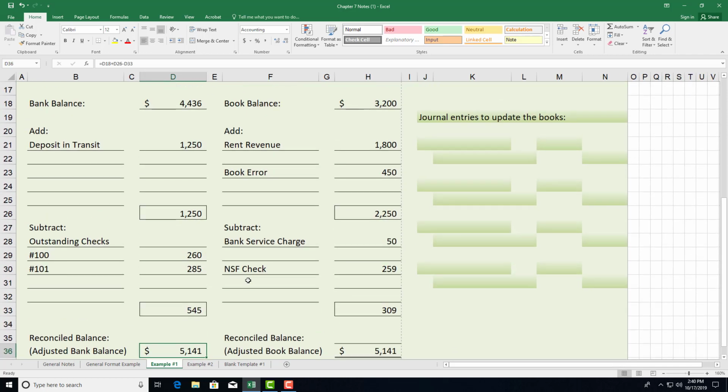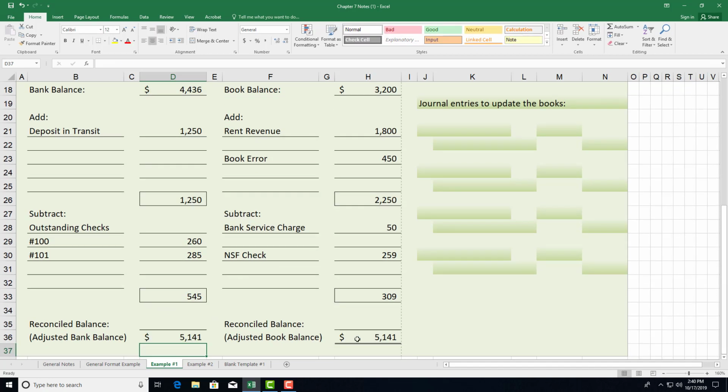And just to be completely clear, the way I got those balances, so on the bank side, I'm going to type equals. I did the bank balance plus our addition items minus things that need to be subtracted. Hit enter. Same thing on the book side. We had our book balance, add our addition items, subtract items that need to be deducted, hit enter. And again, that's our reconciled or adjusted balance, which is the amount that should go on the balance sheet.